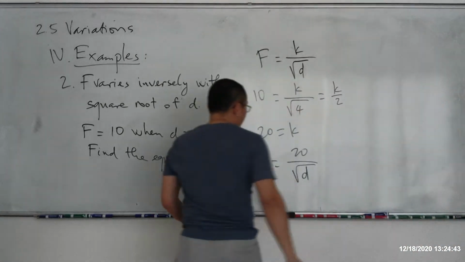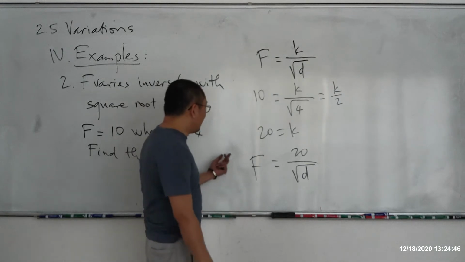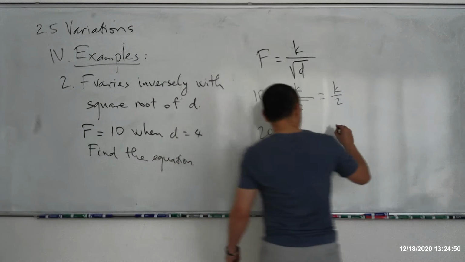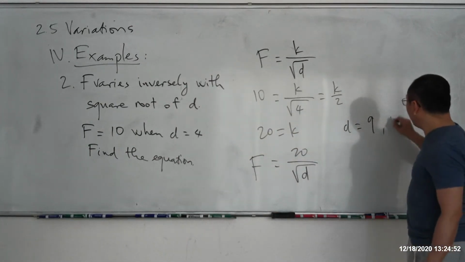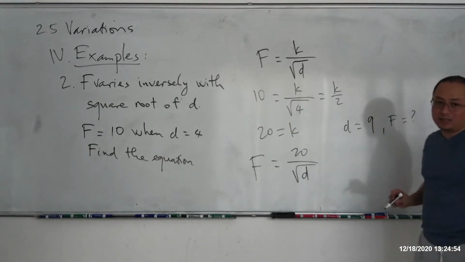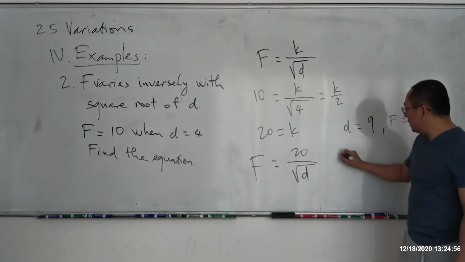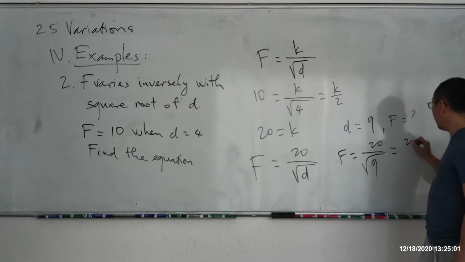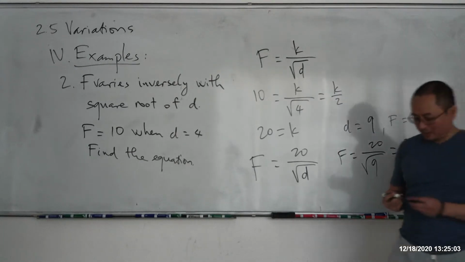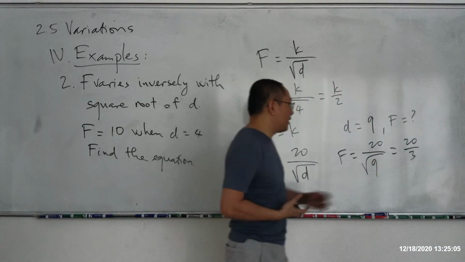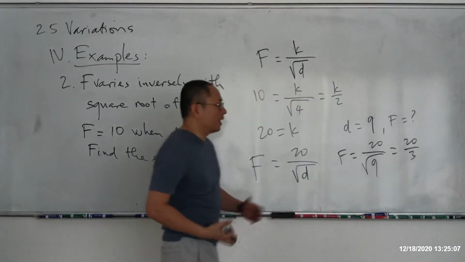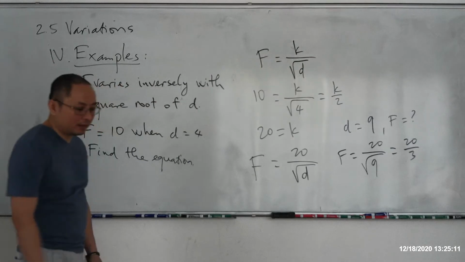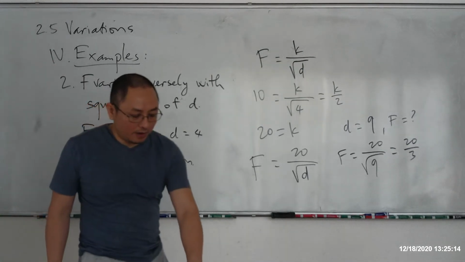And of course, as I say, they may ask you a bonus question. What is f when d is equal to 9, for example? So say d equal to 9. What is f equal to? That's easy, right? F is equal to 20 over square root of 9, which is 20 over 3. Done. Okay. And usually I leave the answer as a fraction because I don't want to convert to decimal. I don't want to do approximation if I know the exact answer. Just leave it that way. Okay. How about another example?